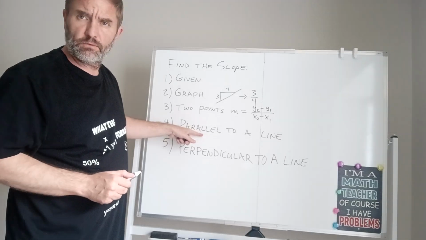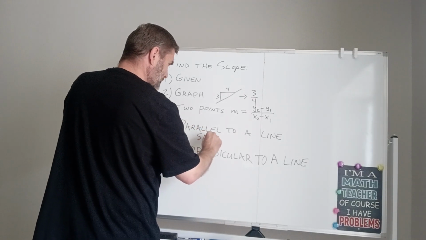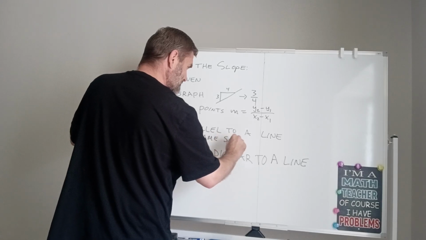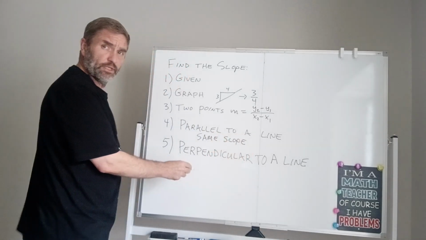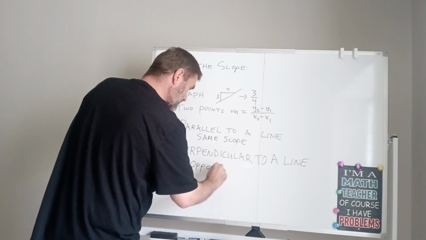And you can be parallel to a line. Parallel to the line, they have the same slope. So this is the same slope right here. And then you have perpendicular to a line, which is opposite reciprocals.